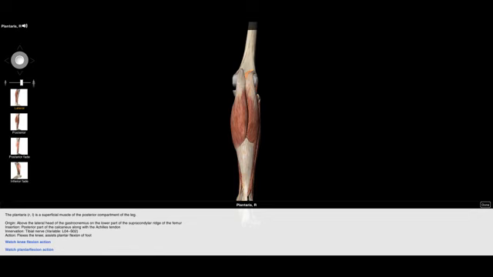So with the plantaris, don't think so much about what it does in terms of a primary mover. Think more along the lines that it's probably a big sensory organ that provides a bunch of information back to our brain.